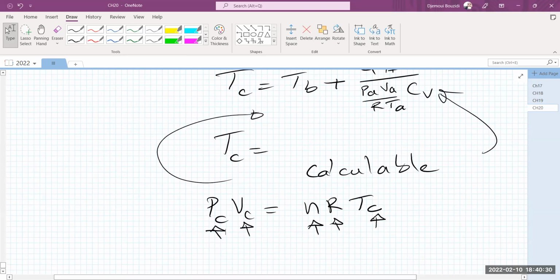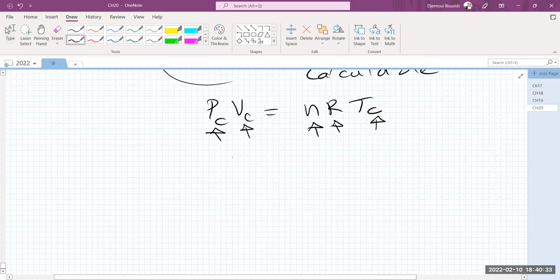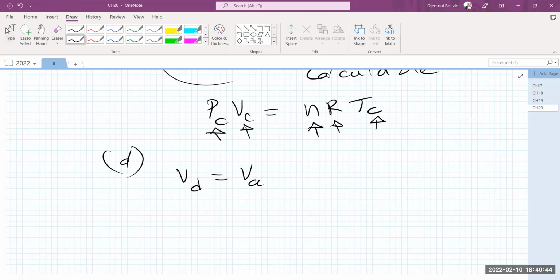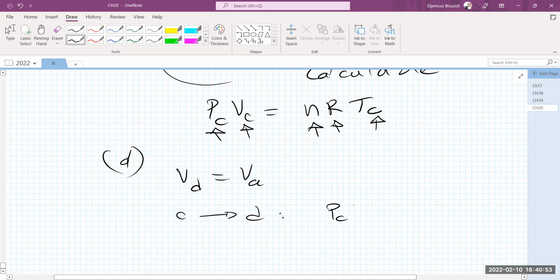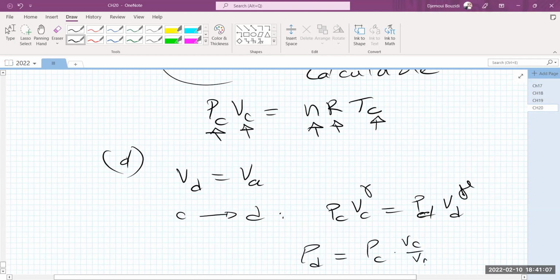The last point in here is the point D. Well, for D, we know that VD is equal to VA. Okay? So we know the volume. We know that the process going from C to D is an adiabatic process, meaning that PC VC to the power gamma is equal to PD times VD to the power gamma. From here, we can find what this pressure is, which is just PC times VC over VD to the power gamma. Well, we know what VC over VD is.